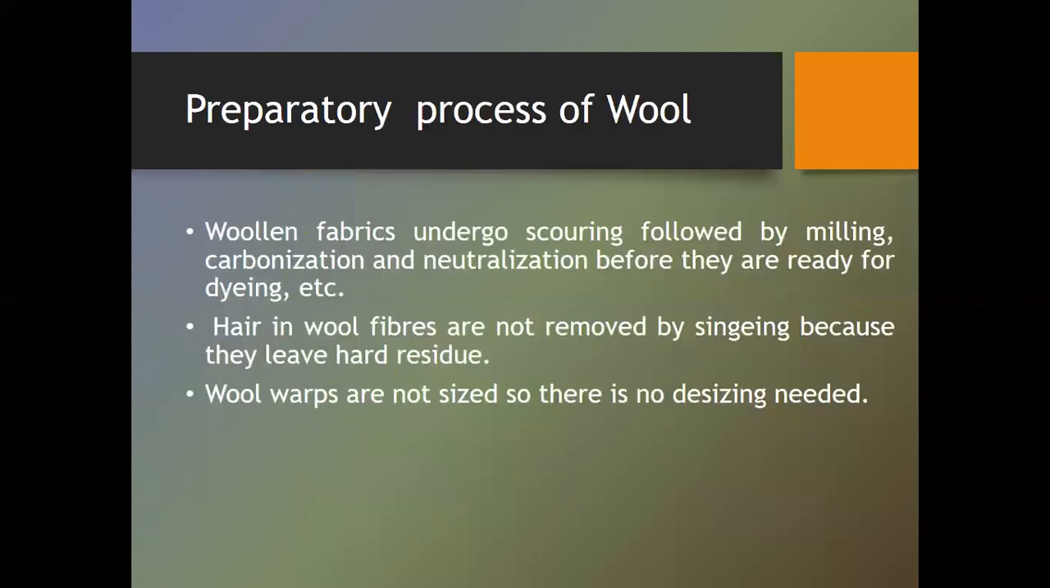So far, we have discussed the preparatory processes for cotton fabric. Now we come to woolen fabrics. The woolen fabrics undergo scouring followed by milling, carbonization, and neutralization before they are ready for dyeing.